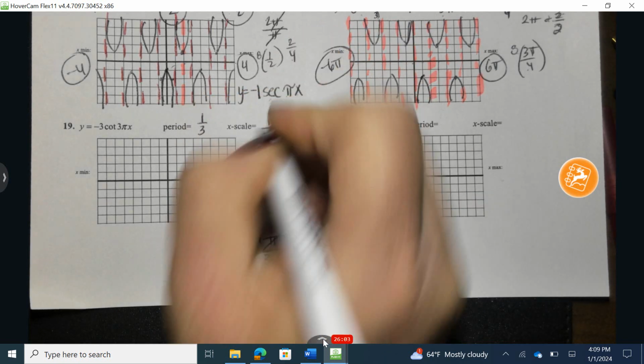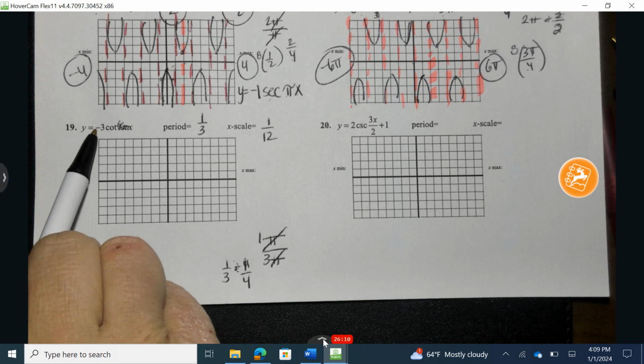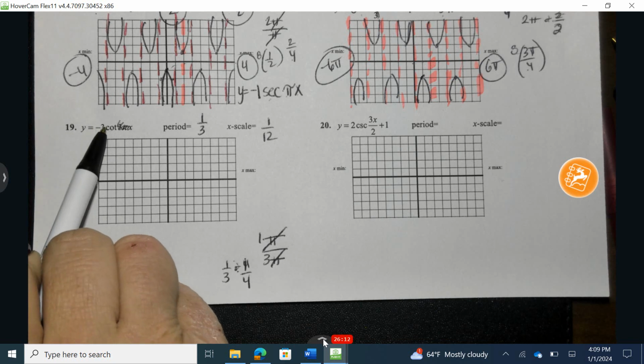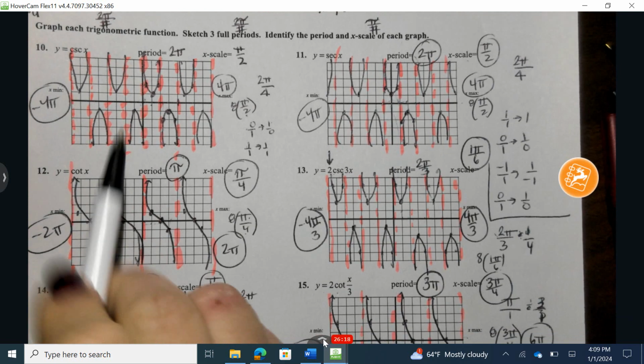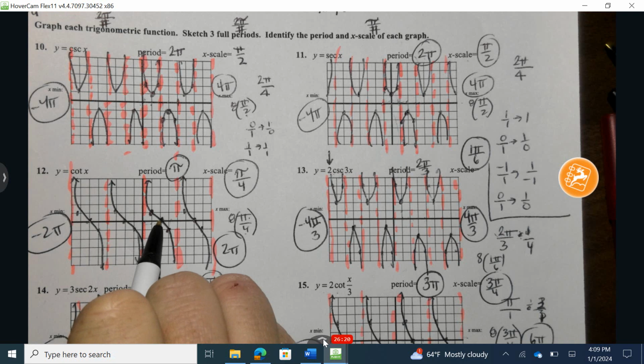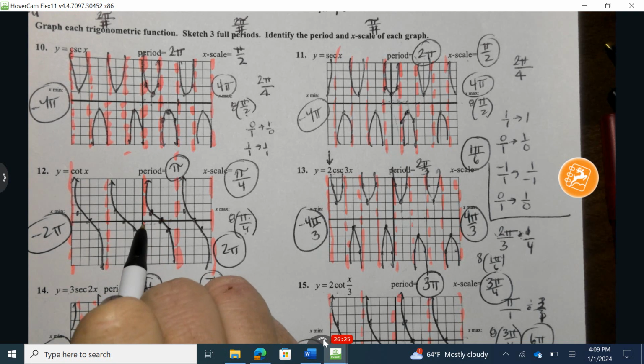Each step along the horizontal axis is a distance of 1/12. So I've taken care of this. Now the negative sign means we're going to reflect across the x-axis, and 3 means we're going to stretch it vertically by a factor of 3. So what does that mean? It means instead of going over 2, which will remain the same, I could actually put that into place right now.